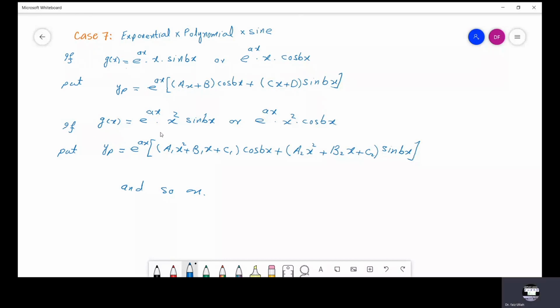And now if g of x is equal to e power ax into x square sin bx or e power ax into x square cos bx, in that case we shall put yp is equal to e power ax into (a1x square plus b1x plus c1) cos bx plus (a2x square plus b2x plus c2) sin bx, and so on. By x square we mean a second degree polynomial. It may be any quadratic expression. So we shall use that substitution.